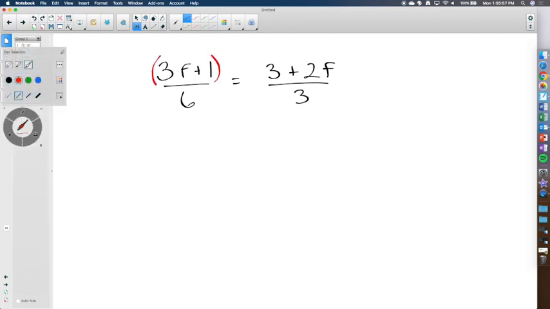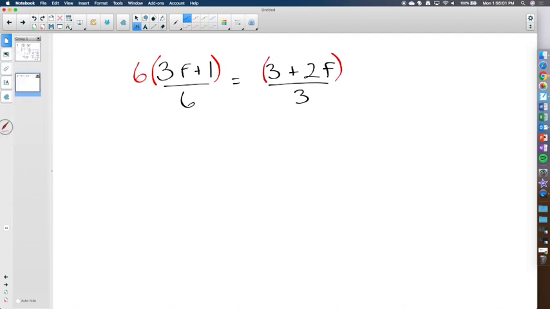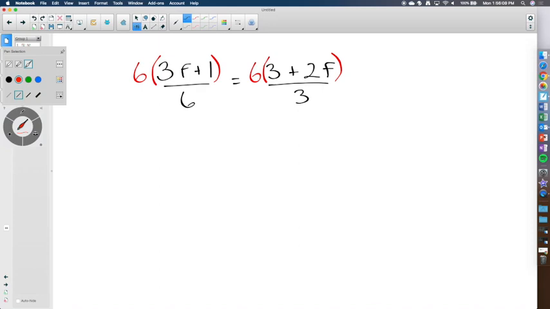Now, when you do that, make sure that you wrap your numerators in a set of brackets because everything needs to be multiplied by 6. Okay? Now, on the left-hand side, I'm going to multiply everything in the brackets by 6, but then I also have to divide everything in the brackets by 6. And it doesn't matter what order I do that in. I'm just thinking of it as 6, then divided by 6, then times what's in the brackets.